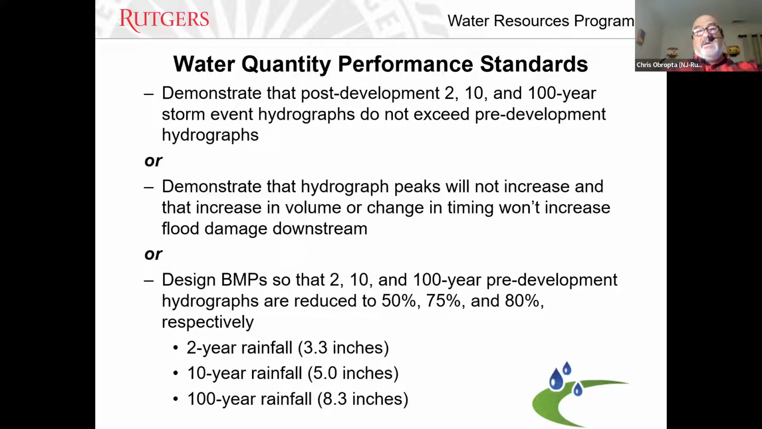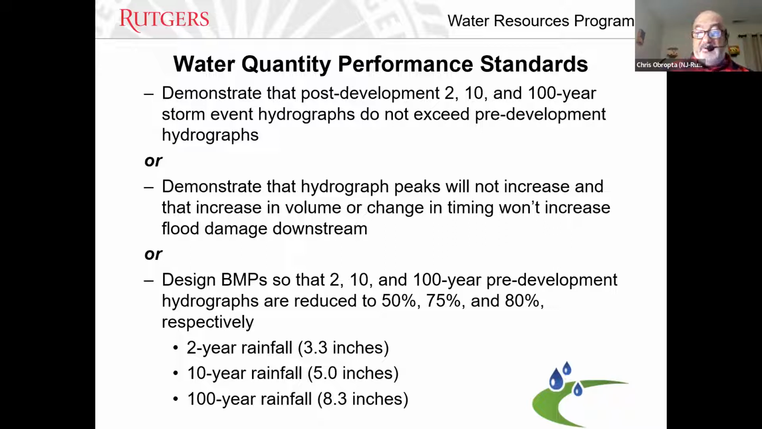So water quantity, we've been doing this since the 1980s. It's basically the same requirements. There's 3 options. Most developers use the 3rd option. So they have to manage the peak flow from the 2-, the 10-, and 100-year storm. So what they do is they figure out what is the peak flow that's flowing off the property now, and after I put my development in, what's the peak flow flowing off the property after I develop?